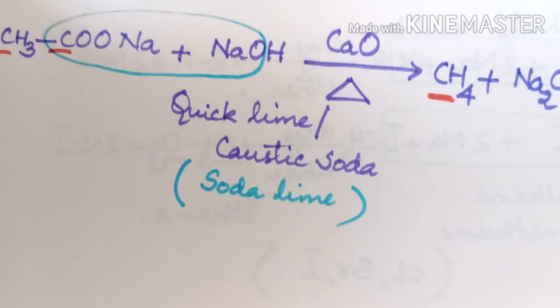What do you understand by decarboxylation? Decarboxylation reaction is a chemical reaction which results in the elimination of carbon dioxide, and this is effected when you are heating the sodium salt of carboxylic acid with soda lime. So you find that when sodium ethanoate is heated with soda lime, it results in methane along with sodium carbonate.